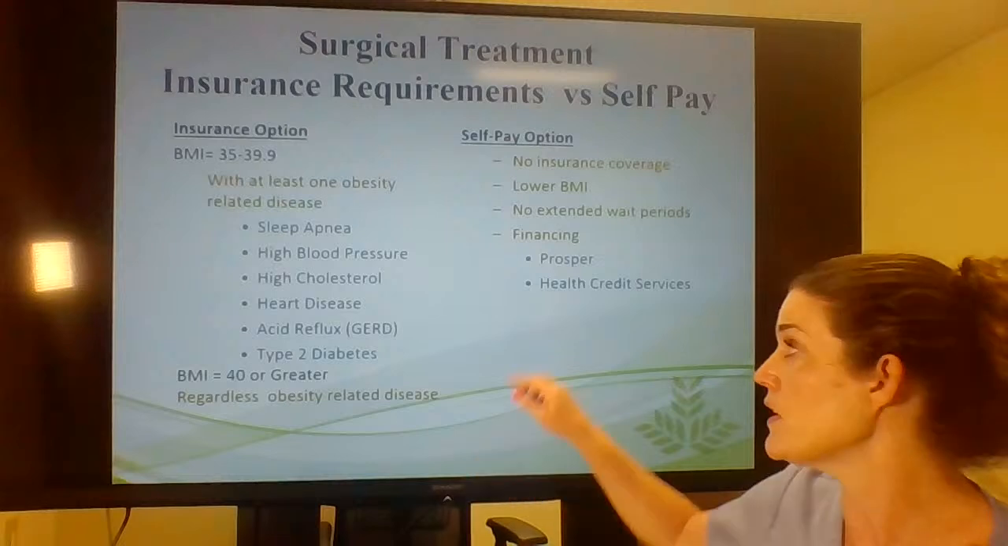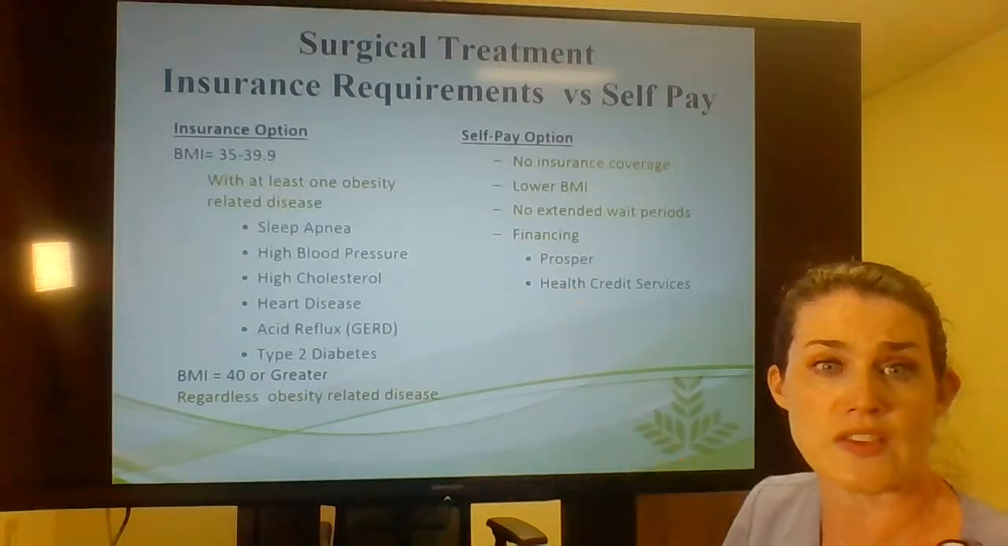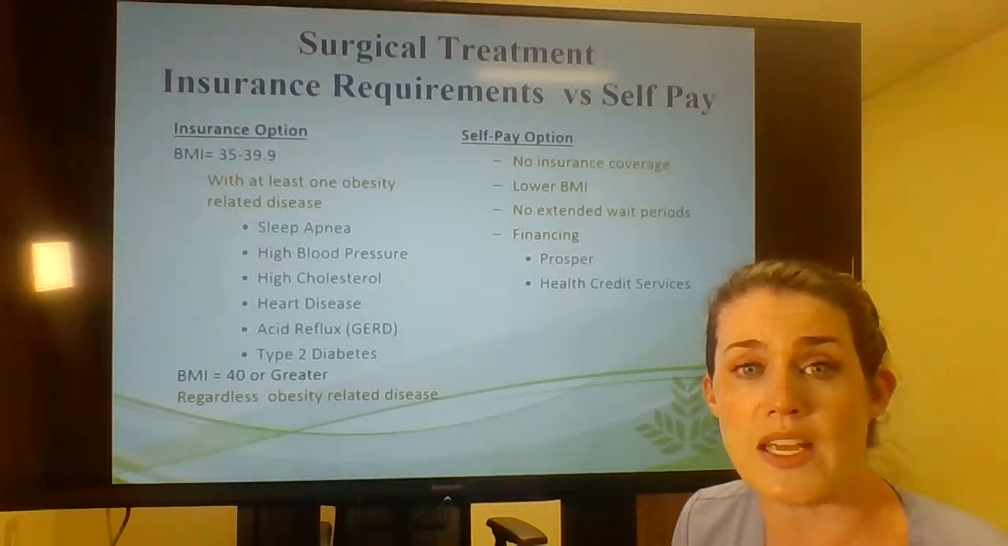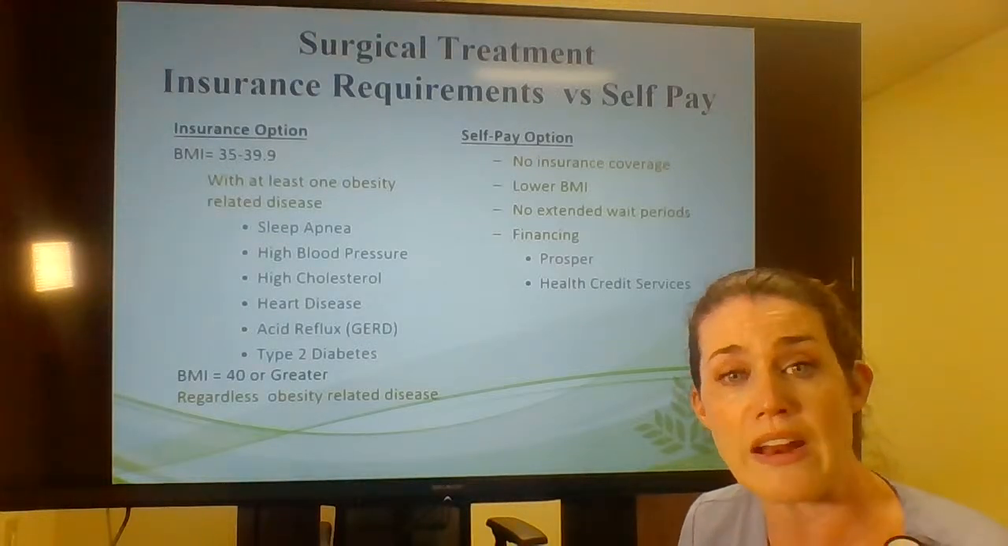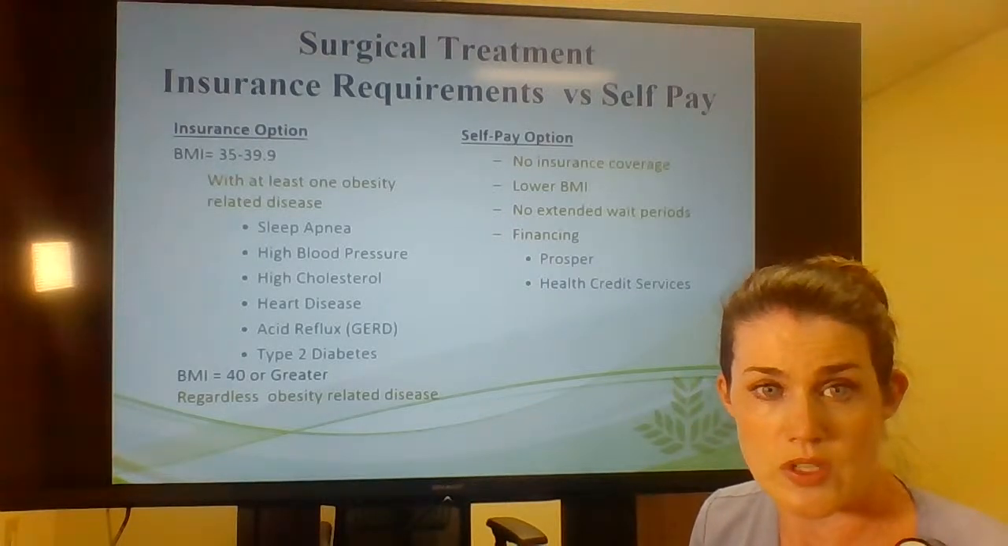We do have a couple of companies here, Prosper and Health Credit Services, that we work with for medical loans. You can go to their websites, input your information, and find out if you would qualify. These are dependent on your credit scores.